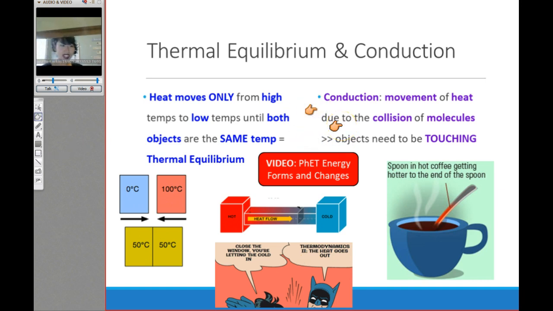So the first way that heat can move is what's called conduction. And conduction is the one that you're probably most familiar with, because if you've ever picked up something that's hot and burned yourself, that is conduction. Conduction is the movement of heat when molecules are actually touching. Molecules collide with an object that they're touching, and you feel it as heat.